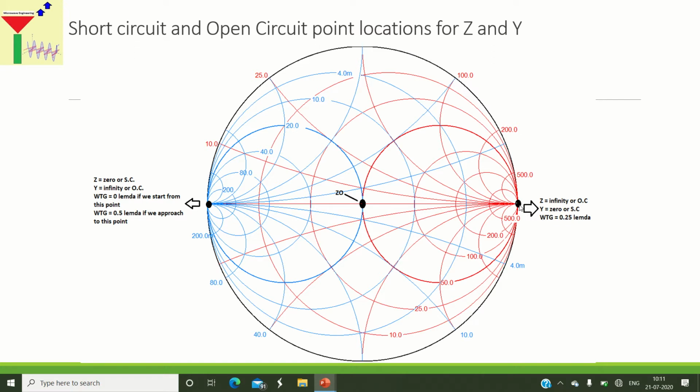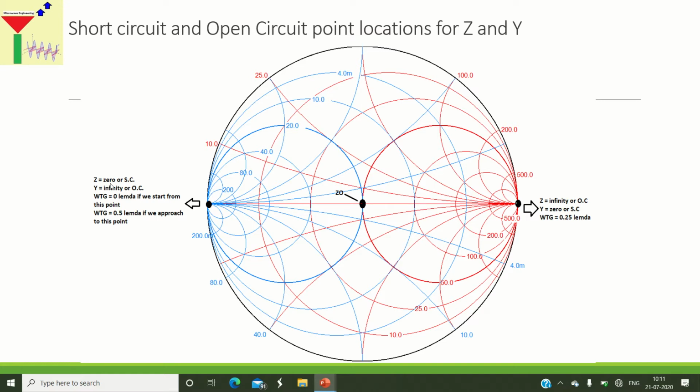If you look at a Smith chart physically, you will find that the WTG value on this extreme right-hand side point is always 0.25 lambda. The same is true for wavelength towards load at this point. On the left-hand side, at the extremity of the real axis on the Smith chart, I will find another point where the impedance is very low. It is as good as Z equal to 0.